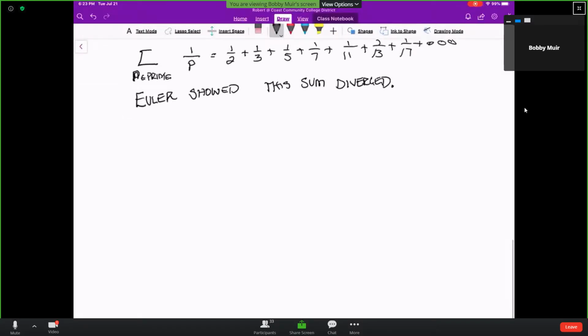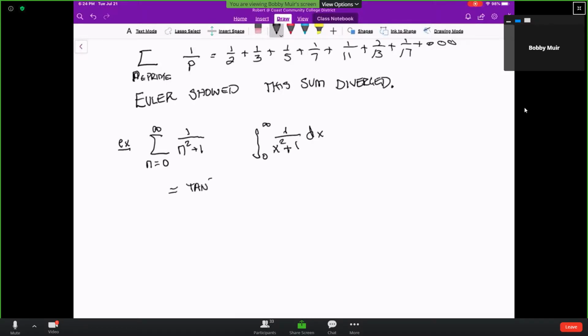All right, so an example that we could do here would be something like this: the sum from n equals 0 to infinity of 1 over n squared plus 1. So we can do the integral test. We'll go from 0 to infinity, 1 over x squared plus 1 dx.